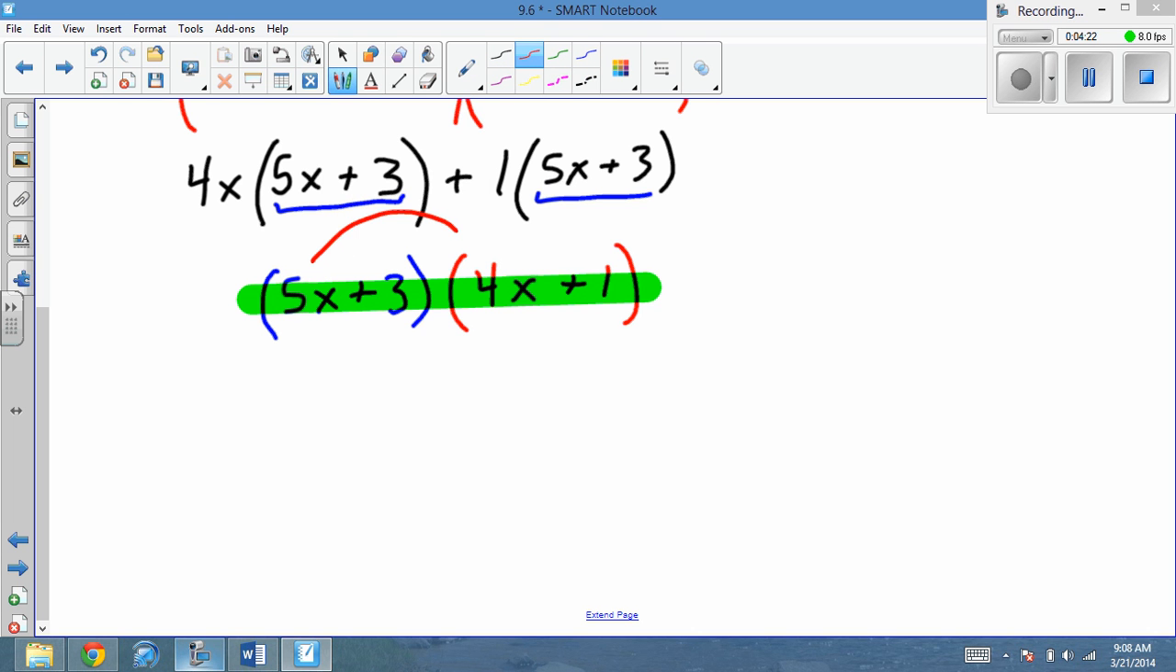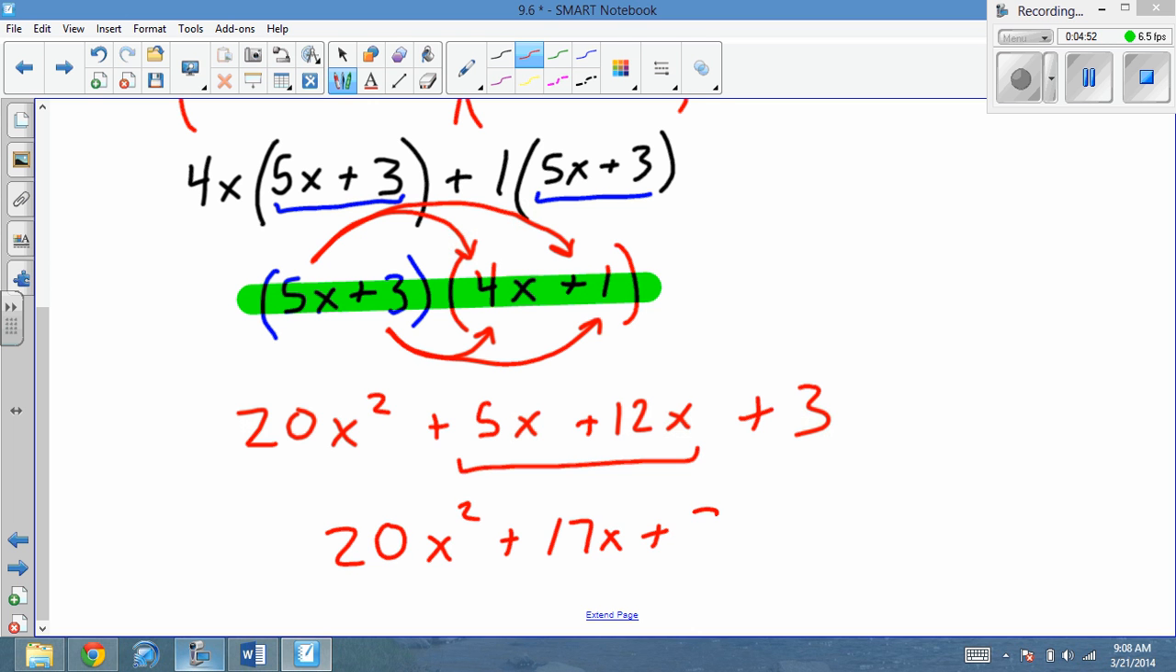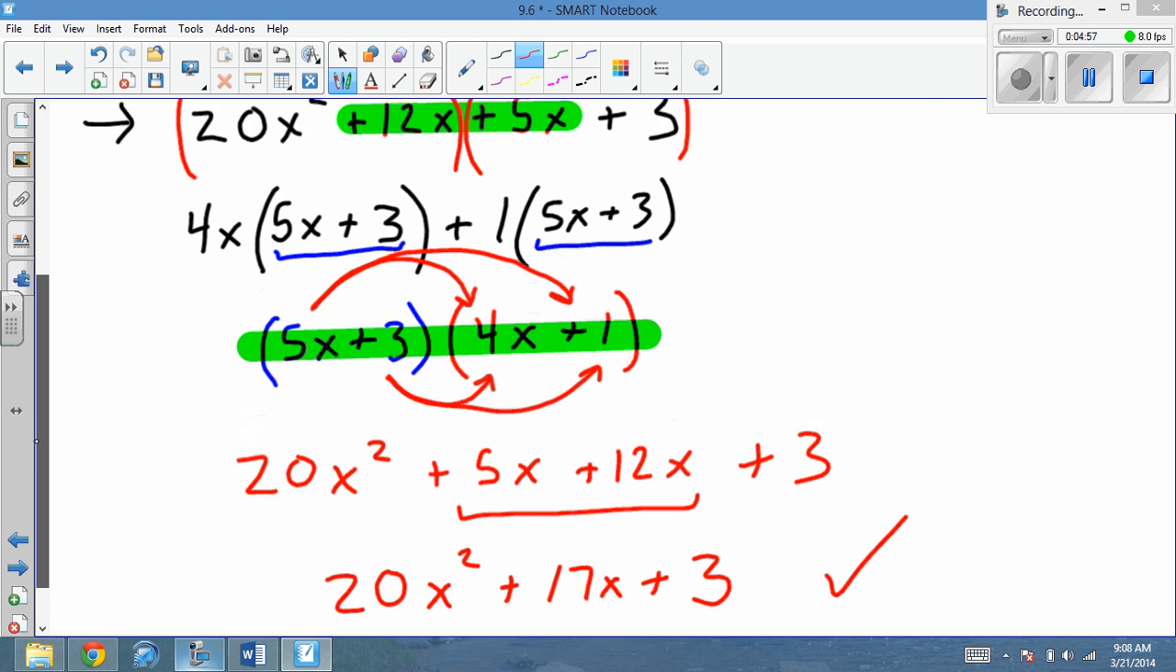So let's check this. 5x times 4x is 20x squared. 5x times 1 is a positive 5x. 3 times 4x is a positive 12x. And 3 times 1 is a positive 3. Combining like terms leads us to the polynomial 20x squared plus 17x plus 3. So we know that our answer is correct, and we are done with this particular problem.